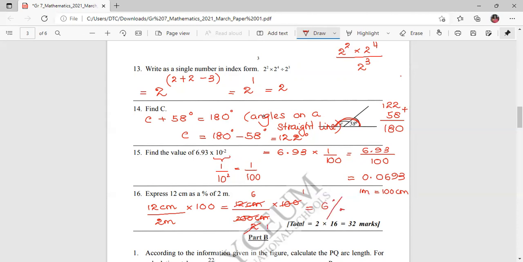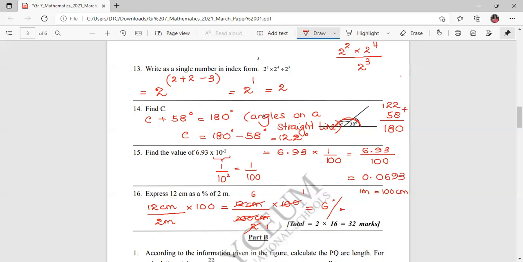What does this mean, children? If you have a 2 meter length of wire and you have taken 6% out of that, the portion you took out will be 12 centimeters. That is the meaning of this.